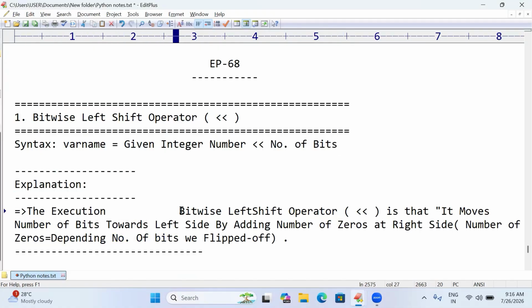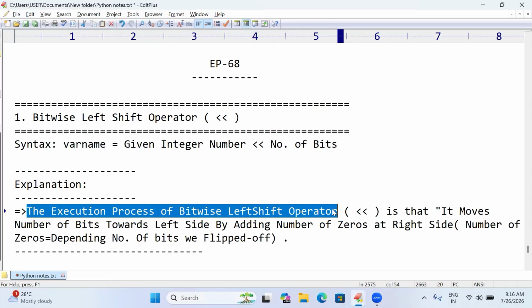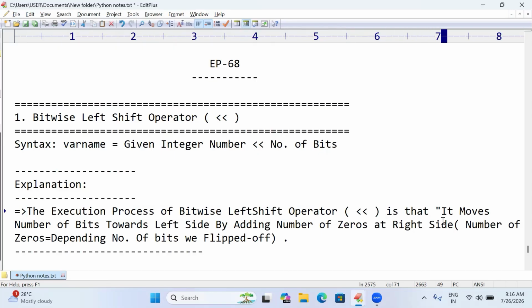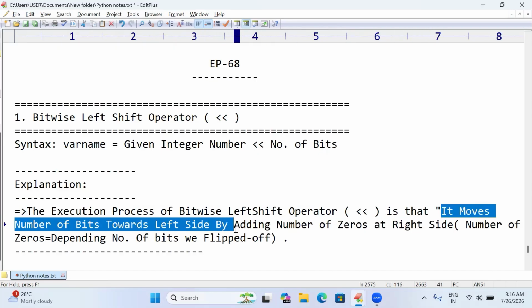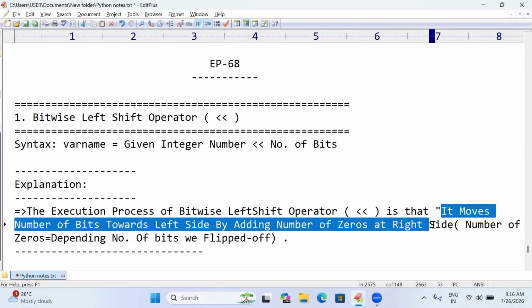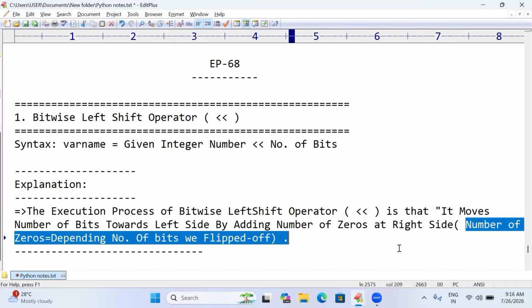The execution process of the bitwise left shift operator is that it moves the bits towards the left side by adding zeros at the right side. So it is going to move the bits towards the left side by adding zeros on the right side. The number of zeros depends upon the number of bits we flip off. See here, the number of zeros depends upon the number of bits we flip off, right?